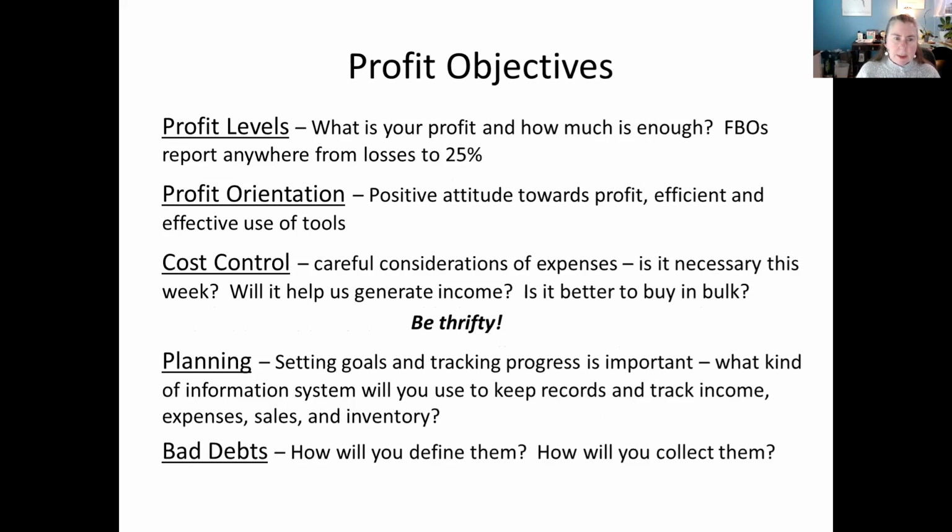Some other things to think about: profit levels. What is your profit and how much is enough? FBOs tend to report anywhere from losing money every month to a 25% profit. Profit orientation, having a positive attitude towards profits, being efficient and effective in your use of your tools. And cost control, careful considerations of expenses.